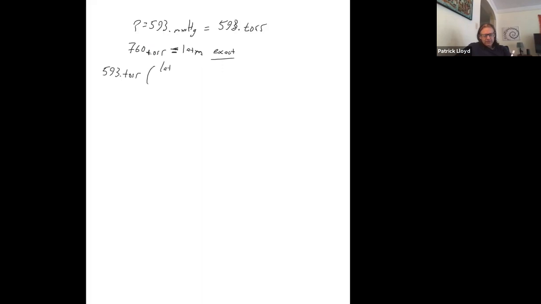1 atmosphere is 760 torr. So it's going to be less than an atmosphere, right? 593 over 760 is going to be like 600 over 800, I guess. 600 over 8 is 0.75. So a little bit more than 0.75, maybe 0.8 or something like that. 593 over 760. Yeah. And then 3 significant digits, it says. So 760 torr cancel, and you got atmosphere.